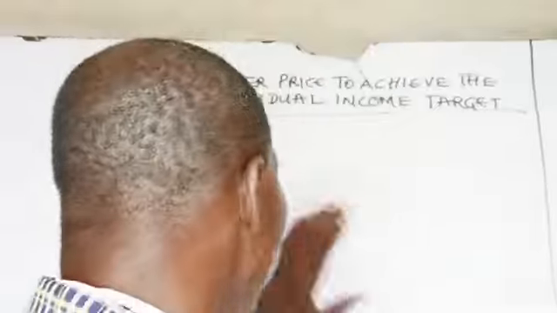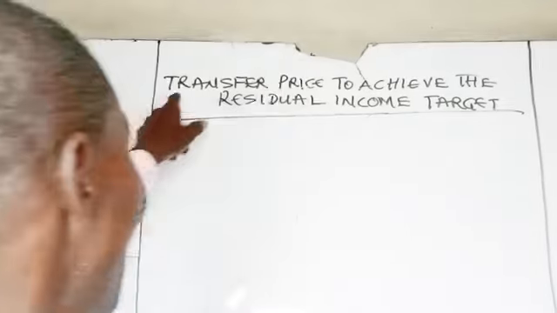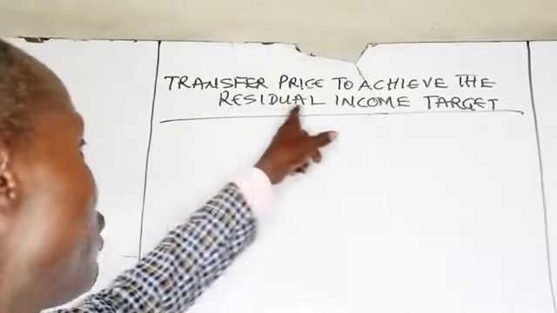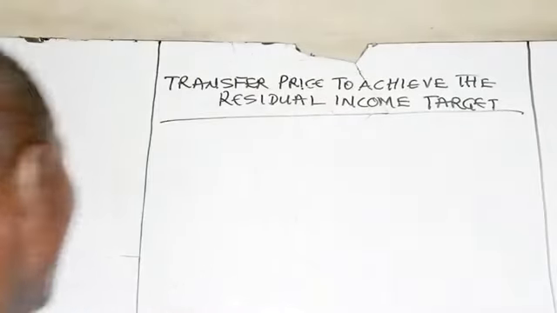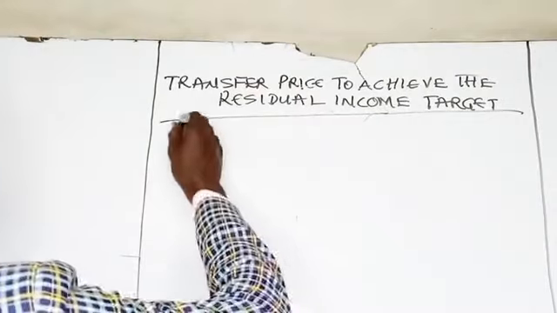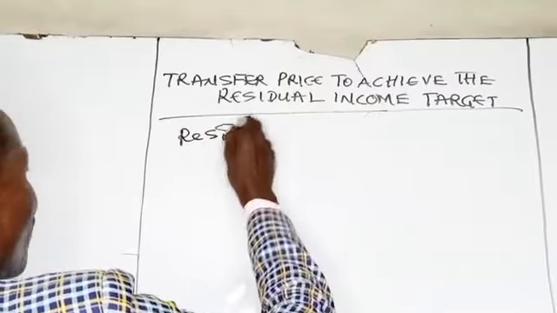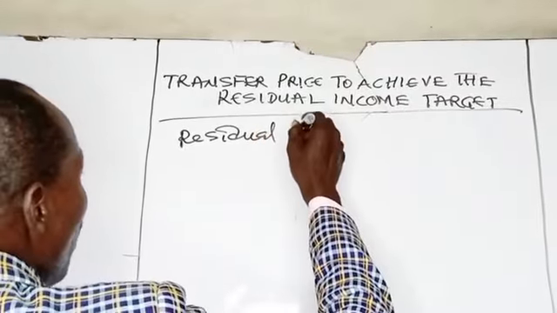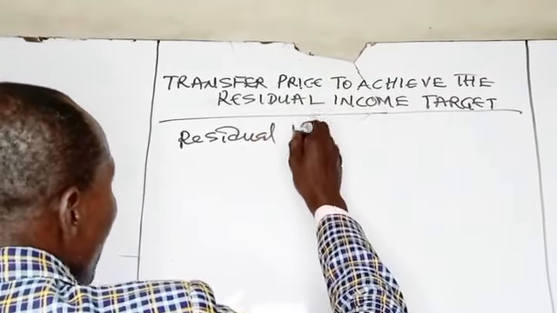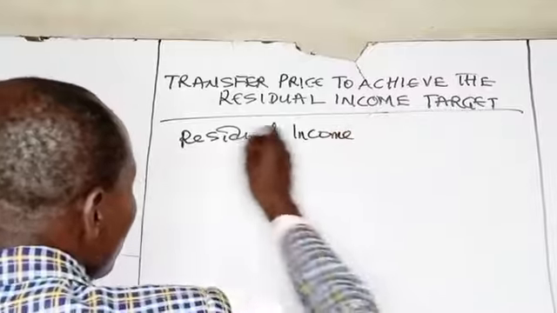But in this video, my focus is on the determination of transfer price to achieve the targeted residual income. What do we mean by residual income? I will advise you to watch my earlier video on divisional performance, where I've explained all these concepts.